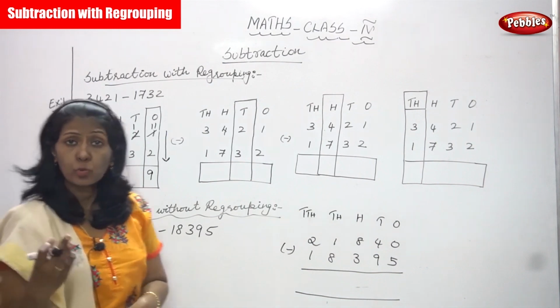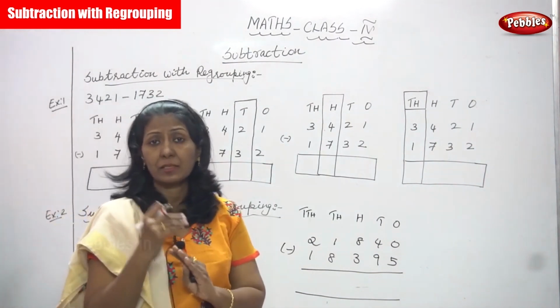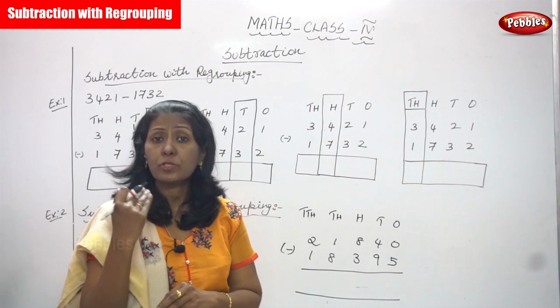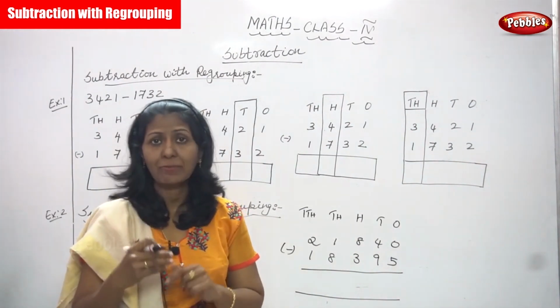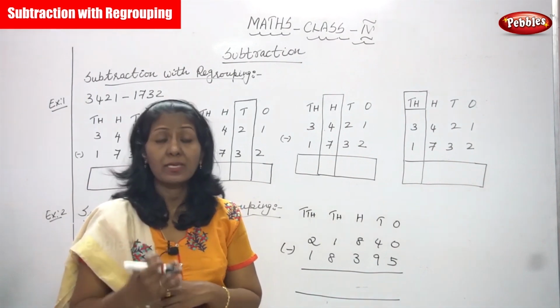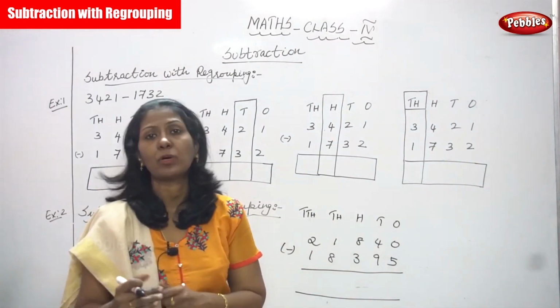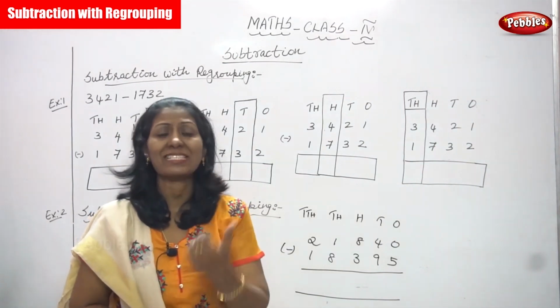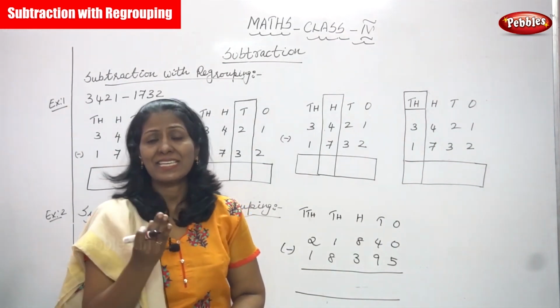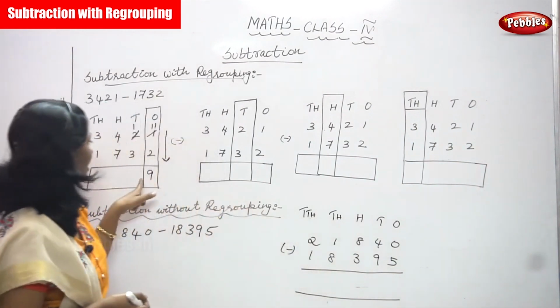After 2, count up to 11. 11 minus 2. So you have to do the backward counting. After 2 up to 11: 3, 4, 5, 6, 7, 8, 9, 10, 11. So that is why I've written 9.